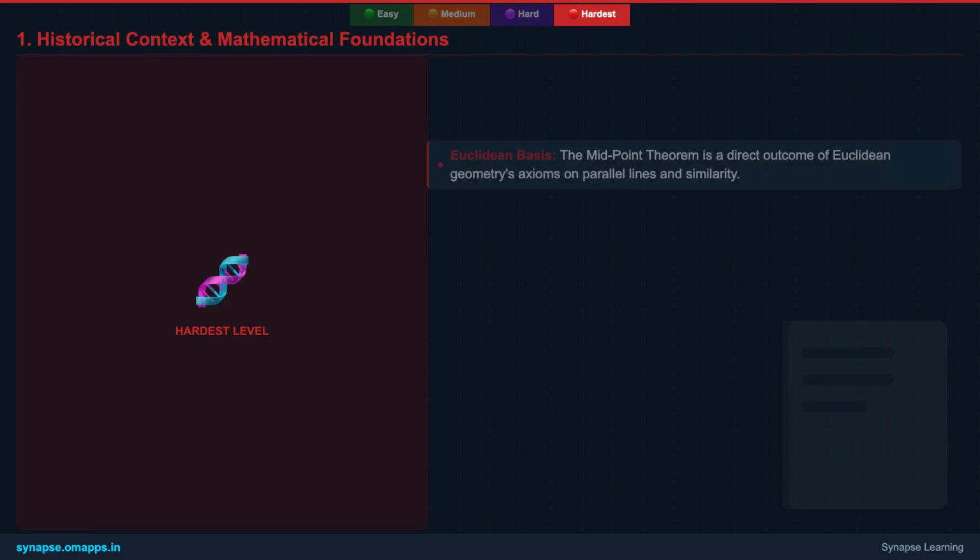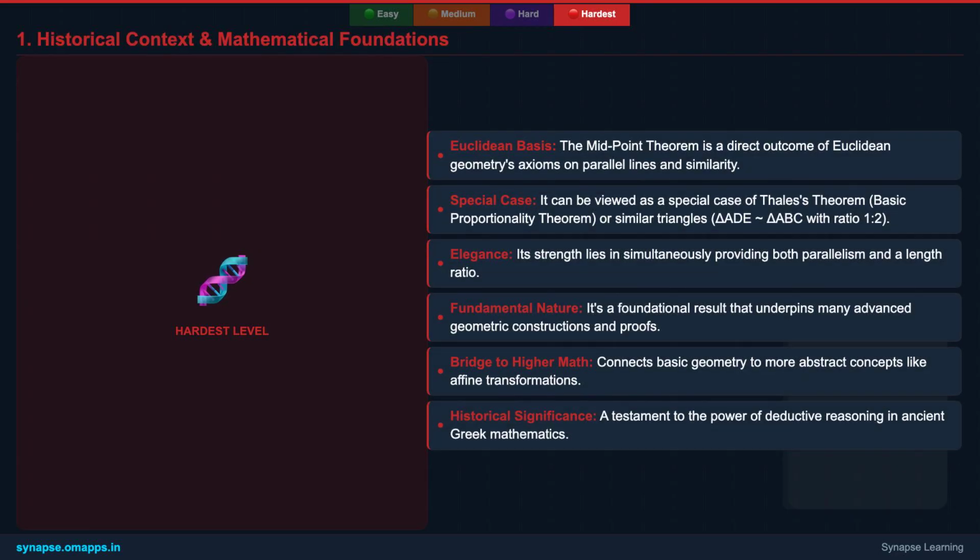The midpoint theorem isn't just a rule, it's a profound consequence of Euclidean geometry, deeply rooted in principles of parallel lines and similar triangles. Historically, it can be viewed as a special case of Thales' theorem or the basic proportionality theorem, showcasing how fundamental geometric truths interrelate.